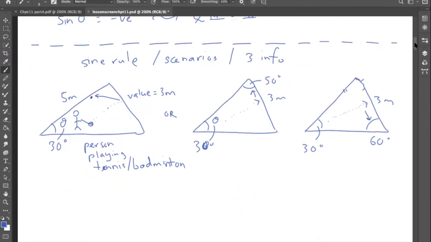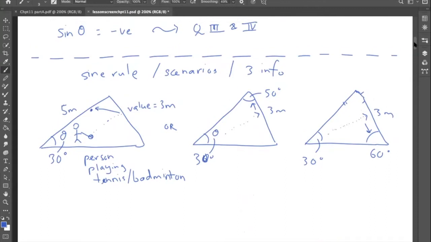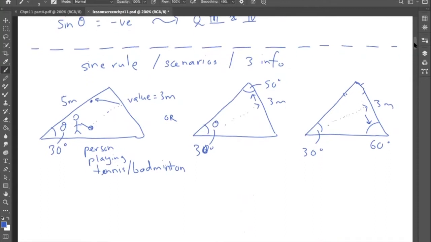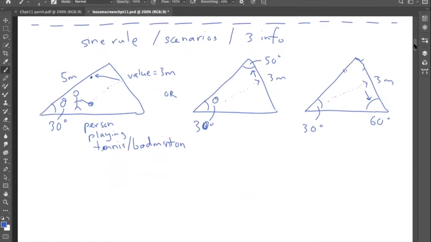So today we are going to have chapter 11. We're going to break it up into 2 parts, part A and part B. Today I just want you to remember 2 things: what is the sine rule and what is the cosine rule, and how to apply them. Okay, can you all recall what is the sine rule?